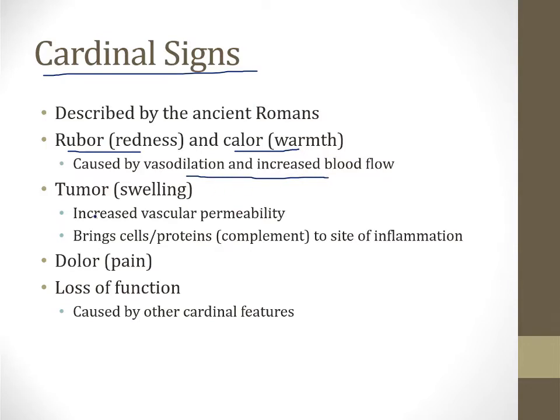The third cardinal sign is tumor, which means swelling, and this is caused by increased vascular permeability that allows cells and proteins, including complement and other important inflammatory proteins, to be drawn into sites of inflammation. Fourth cardinal sign is dolor, which is pain. If you've ever had a swollen wrist where you've injured it, or a swollen arm or elbow, you know that it can be painful when your body is inflamed.